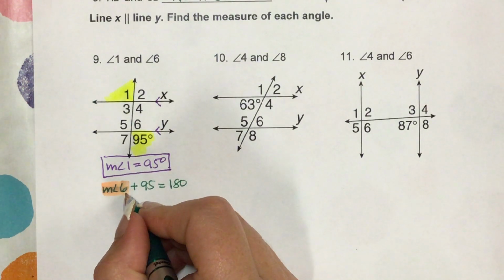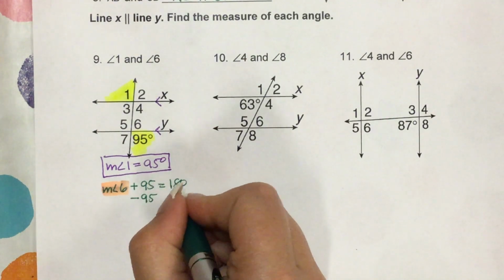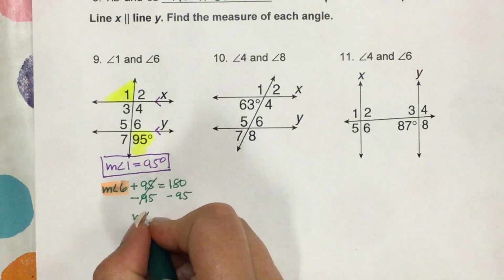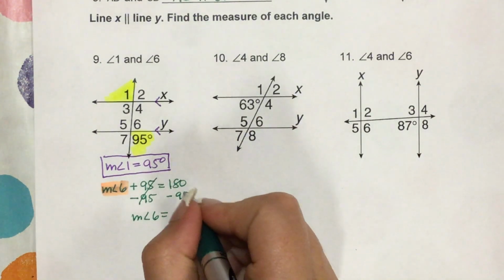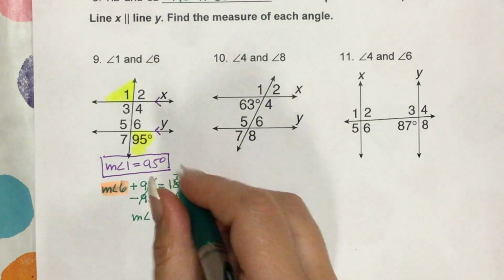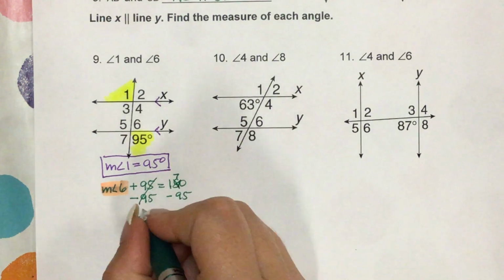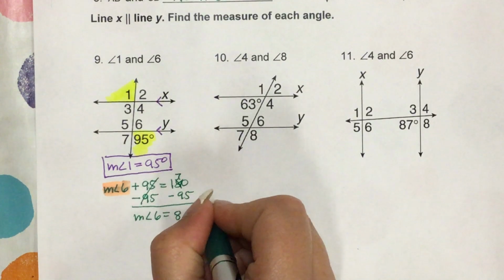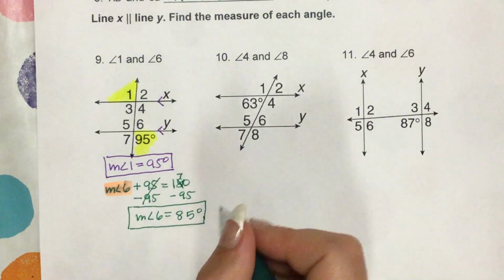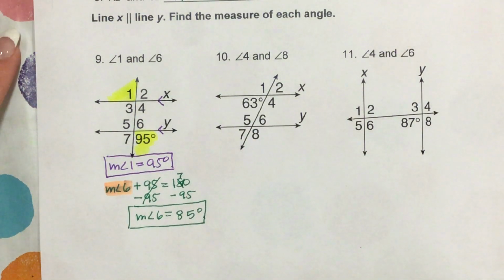95 is related to the measure of angle 6 through addition, so I'm going to do the inverse operation, which is subtraction. I'm going to subtract 95 from both sides, which means I end up with the measure of angle 6 equaling, I'm going to have to borrow, making that a 7. This is a 10. 10 take away 5 is 5. 17 take away 9 is 8, which means that the measure of angle 6 is equal to 85 degrees. All right, let's go ahead and move on to problem 10.